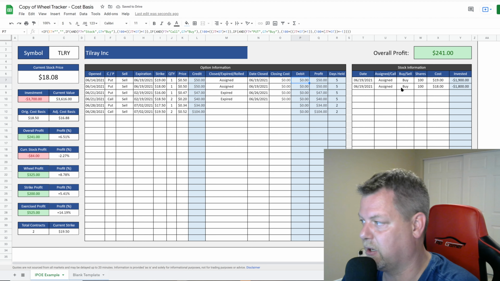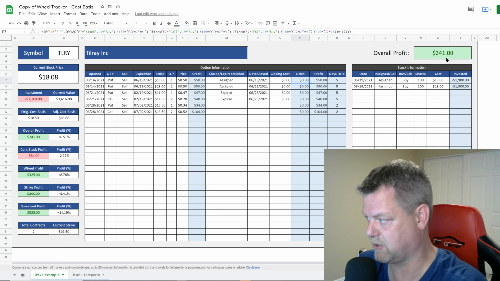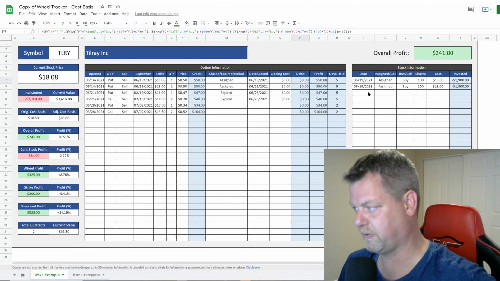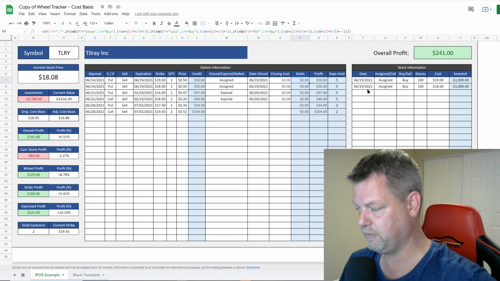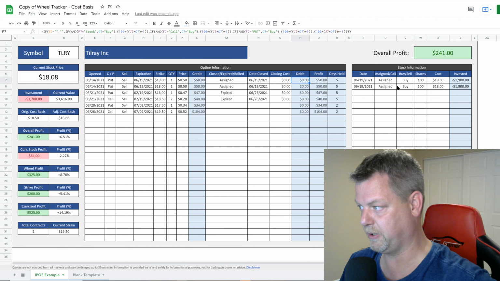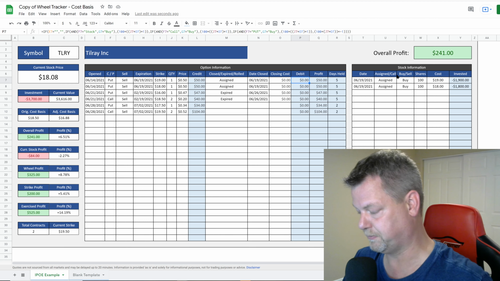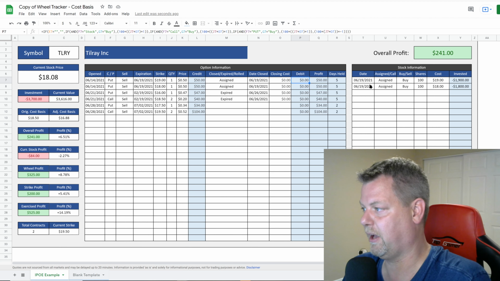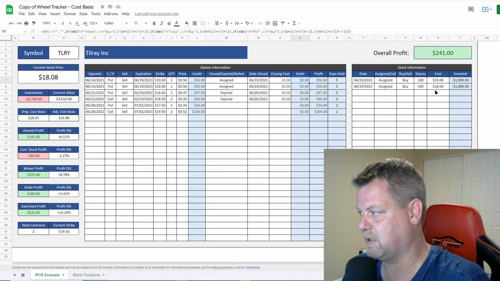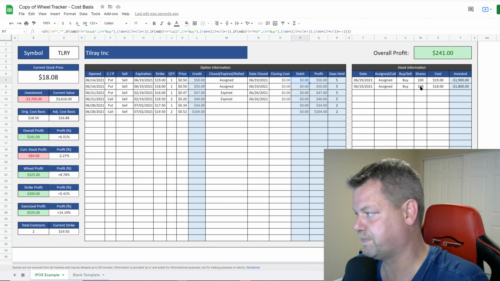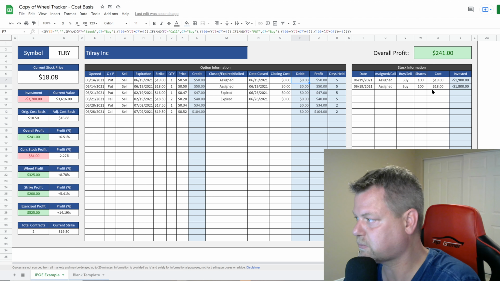And then moving on to the right side here, this is used for when you either get shares assigned to you or when you get shares called away from you. So currently I have the 200 shares that got assigned to me the first week, $19 and $18. So we have 200 shares total.